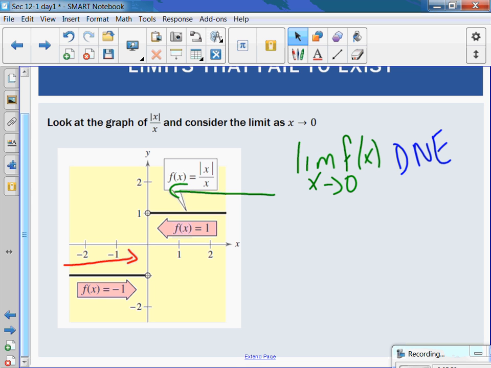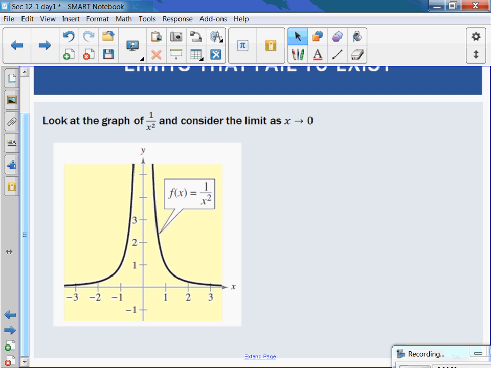Here we have the graph of f of x equals 1 over x squared. Are they approaching the same number here? Going from the left and right, they definitely are approaching the same place, aren't they? They don't have to touch. As x approaches 0, what's the definition again of a limit? Unique number. So what is my unique number?